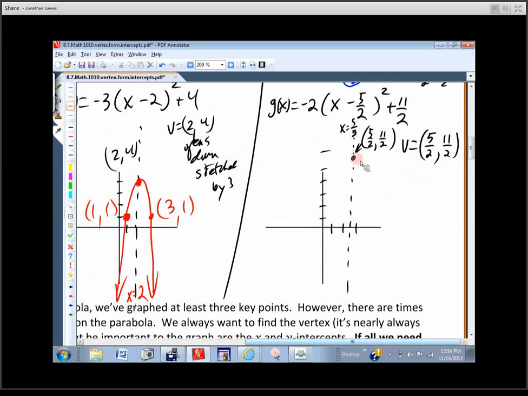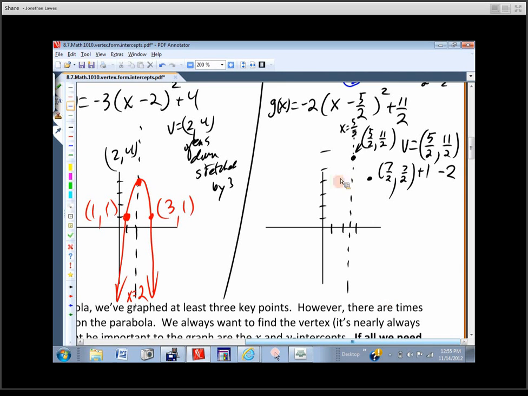And then I need to go to the right one, and I need to go down. This is by far the hardest one we've graphed, right? How far? Down 2. So I need to take 5 halves and add 1 to that, and go down 2. That puts me at 7 halves, or in other words, 3 and a half. And I need to go down 2, so that would be down 4 halves. So this is going to be 7 halves, comma, 7 halves.